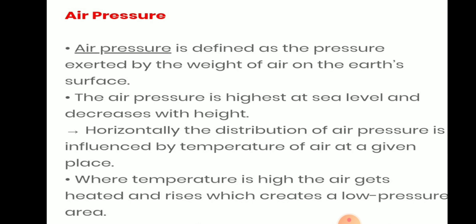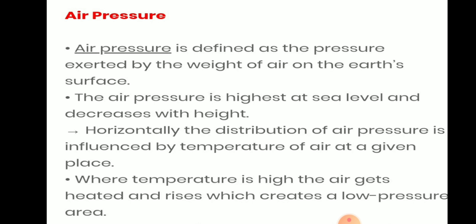And it decreases with height. If there is an increase in the height of the level of the land, then there is a decrease of the weight of the atmosphere. That's why less pressure is given there. That's why we have the highest pressure at sea level and less pressure at elevated areas like mountains and plateaus.